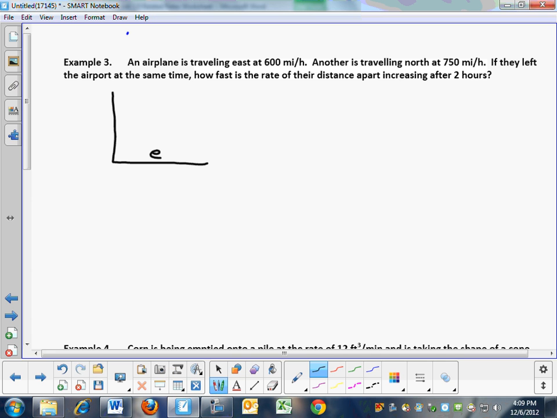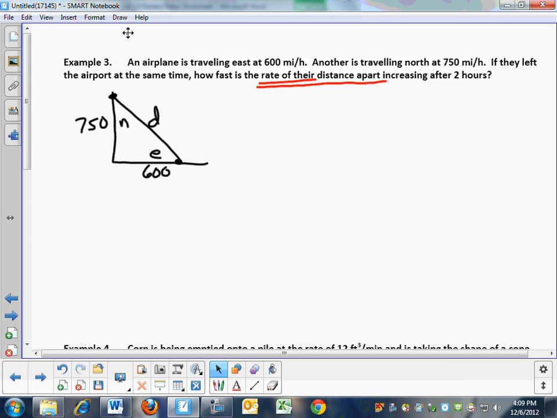One's traveling east at a rate of 600 miles per hour. One's traveling north at a rate of 750 miles per hour. So, if they're currently located at those spots, the question is, how fast is their distance apart changing? The rate of their distance apart can be referred to as d prime. That's what we're looking for.